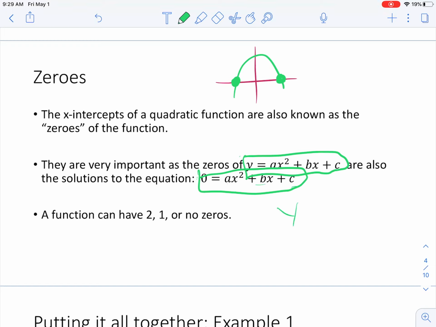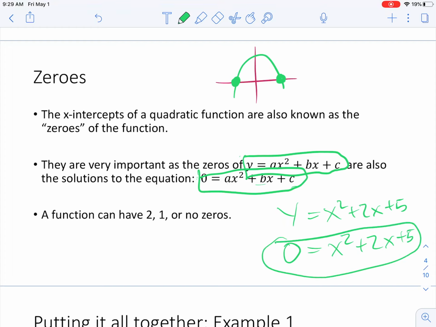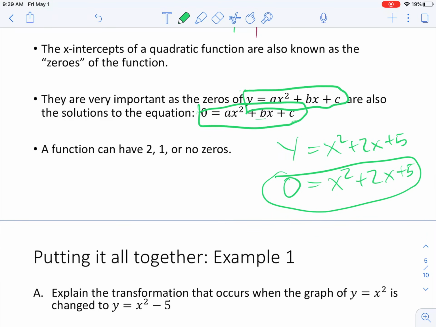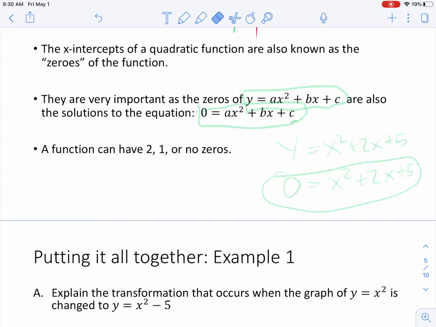So if I have a question like y equals x squared plus 2x plus 5, if I graph that, the x-intercepts are the solutions to 0 equals x squared plus 2x plus 5. Which is really powerful because if you think about it, we spent a whole unit trying to solve this problem. We did it with factoring, we did it with square roots, we did it with the quadratic formula. Well, graphing is another way to solve these. If you can see where the graph hits the x-axis, you know the solutions. They're known as the x-intercepts or the zeros of the function.